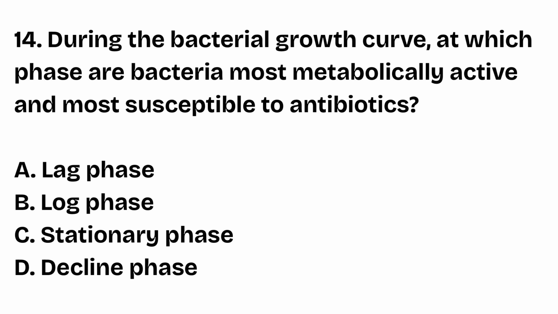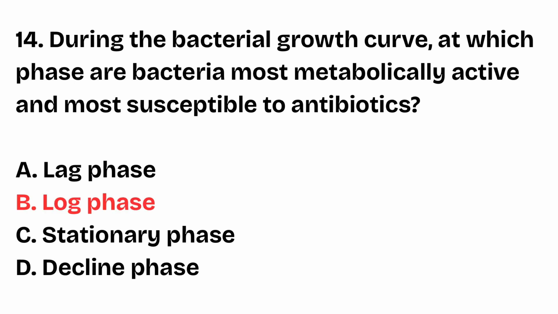Question number 14. During the bacterial growth curve, at which phase are bacteria most metabolically active and most susceptible to antibiotics? Lag phase, log phase, stationary phase, decline phase. The right answer is option B, log phase. In the logarithmic phase, the bacteria are rapidly dividing and metabolically active. Antibiotics targeting the cell wall or protein synthesis are most effective at this stage.